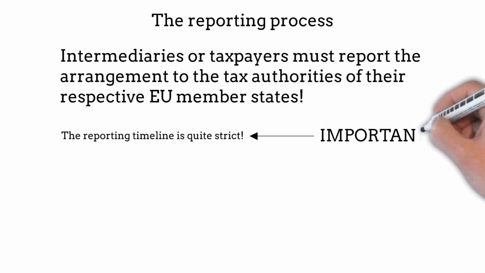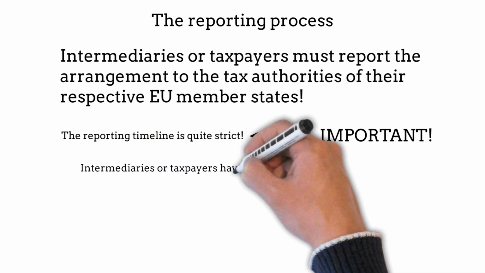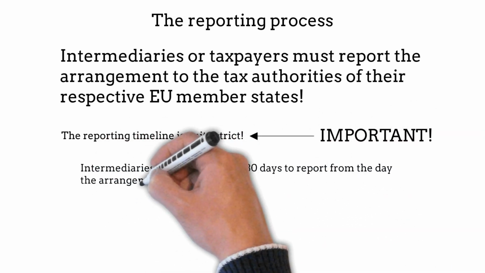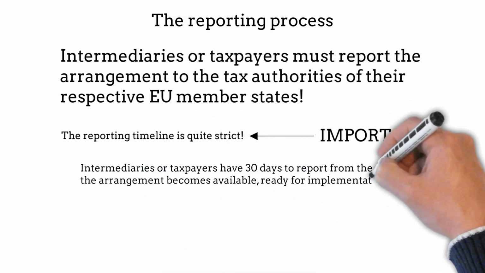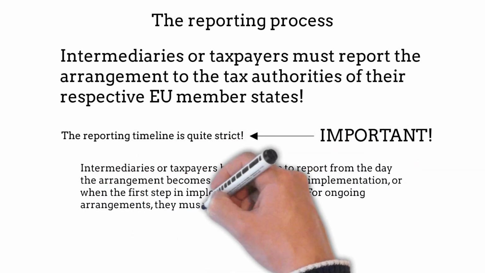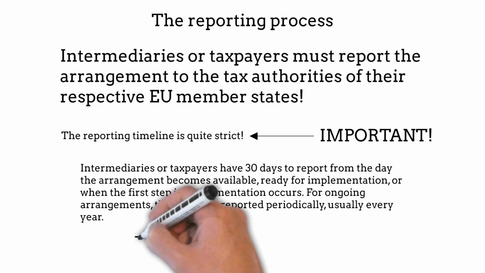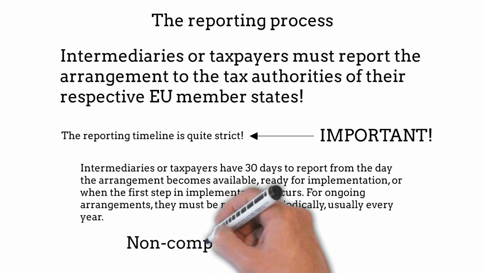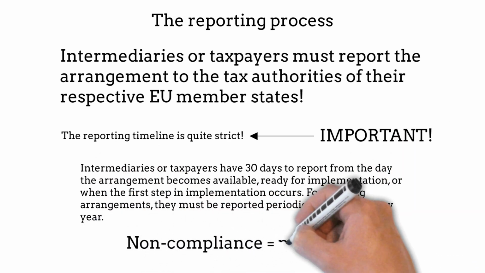The reporting timeline is quite strict. Intermediaries or taxpayers have 30 days to report from the day the arrangement becomes available, ready for implementation, or when the first step in implementation occurs. For ongoing arrangements, they must be reported periodically, usually every year.